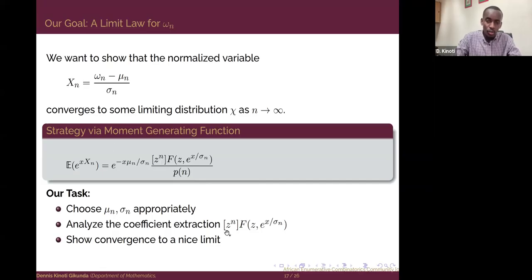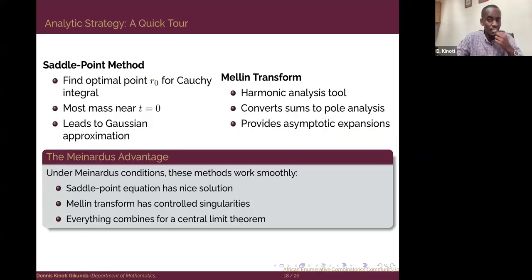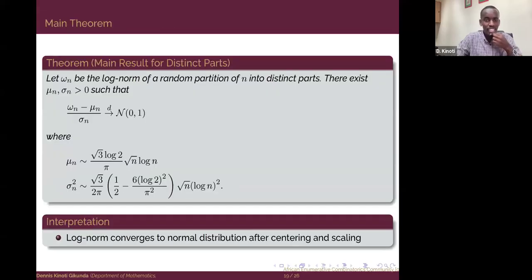So we analyze these coefficients here and we show that it converges to a nice limit. And again, we use the saddle point method, like I said, and the Mellin transform, and these are some of the advantages. I'll quickly run to the results. This is what we get: for this particular function, we get the Gaussian distribution, and we give the approximation of our mu n and our sigma n squared, which give us very nice functions here. The interpretation is that we get a normal distribution after centering and scaling.